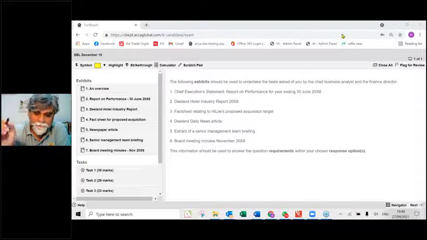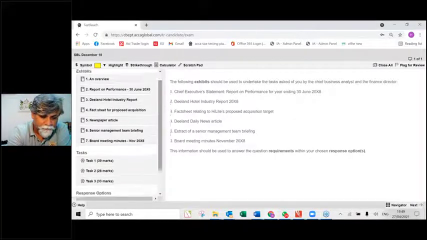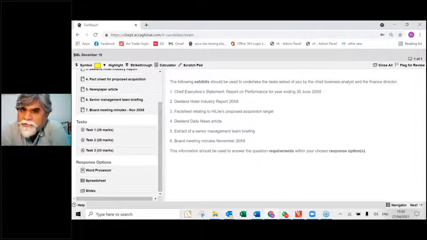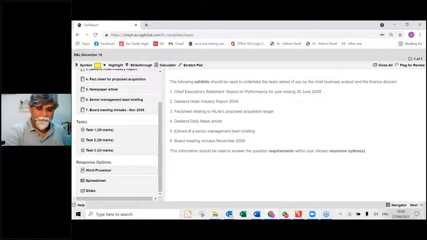You can see that. And then if I go down, there are tasks. Now what are tasks? Tasks are questions. So how many questions are there in this particular paper? The examiner has asked you 3 questions and the marks are there. And then below the task, you will see response options. There you will see word processor and spreadsheet and slides.